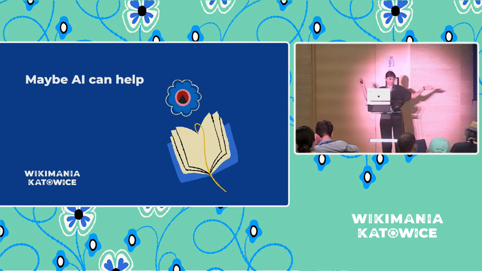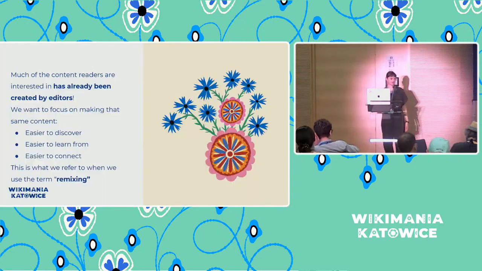So, okay, what does that have to do with AI? Well, we think AI can help. As I mentioned, a lot of the content that people are interested in has already been created by editors. So the request here is not, let's create more stuff. It's really more about, how do we better curate and better deliver this content to people? How can we make it easier to discover, easier to learn from, and easier to connect different points between different pages or different articles?